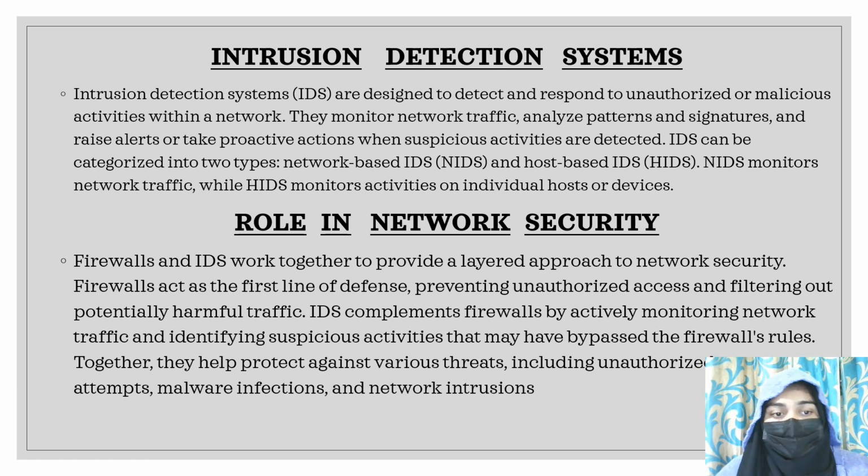So, role in network security. Firewalls and IDS work together to provide a layered approach to network security. Firewalls act as the first line of defense, preventing unauthorized access and filtering out potentially harmful traffic. IDS complements firewalls by actively monitoring network traffic and identifying suspicious activities that may have bypassed the firewall's rules. Together, they help protect against various threats, including unauthorized attempts, malware infections, and network intrusions.